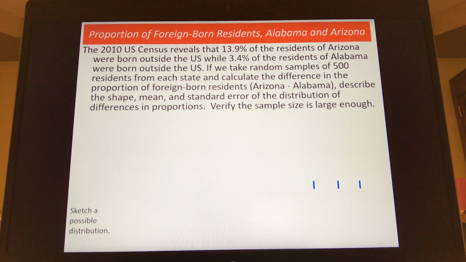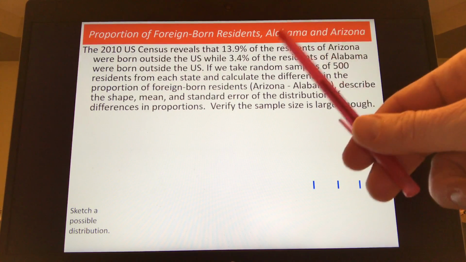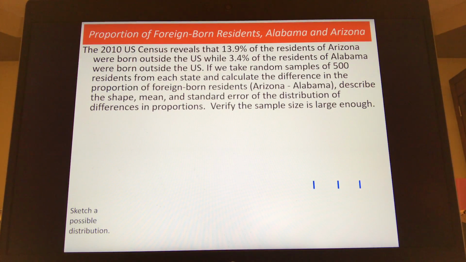This is part two of looking at differences in proportions and how a distribution would look, using some analytical methods, some formula methods, to analyze these. If for some reason we wanted to think about how many foreign-born residents there are in states in the United States, we can compare Alabama to Arizona. It's a good example to show you there are clearly two different categories, two different states, two different denominators.